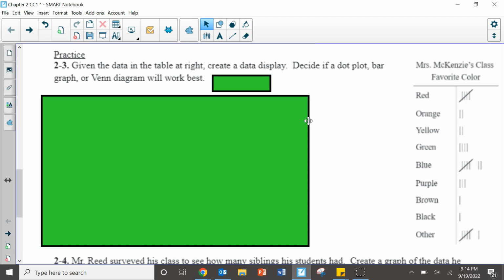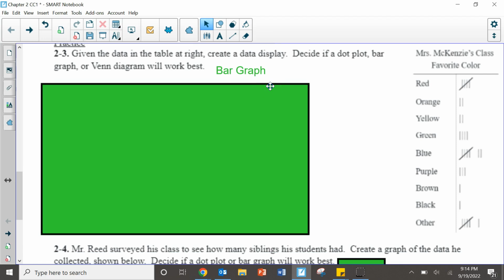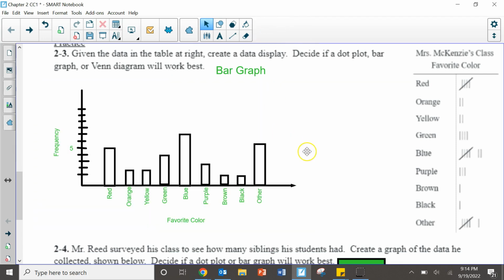A Venn diagram doesn't really work because I'm not talking about any information that would overlap. So a bar graph would be our best bet to display that data, okay? And if I was to create a bar graph, this is what it would look like.